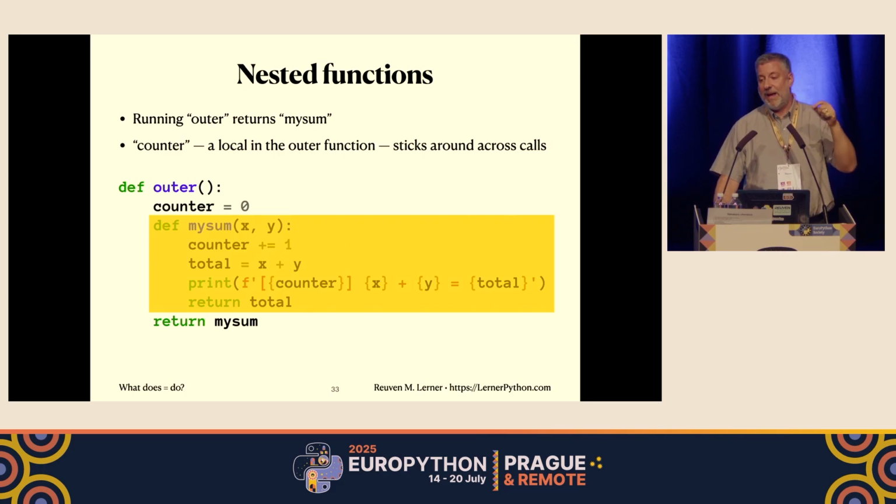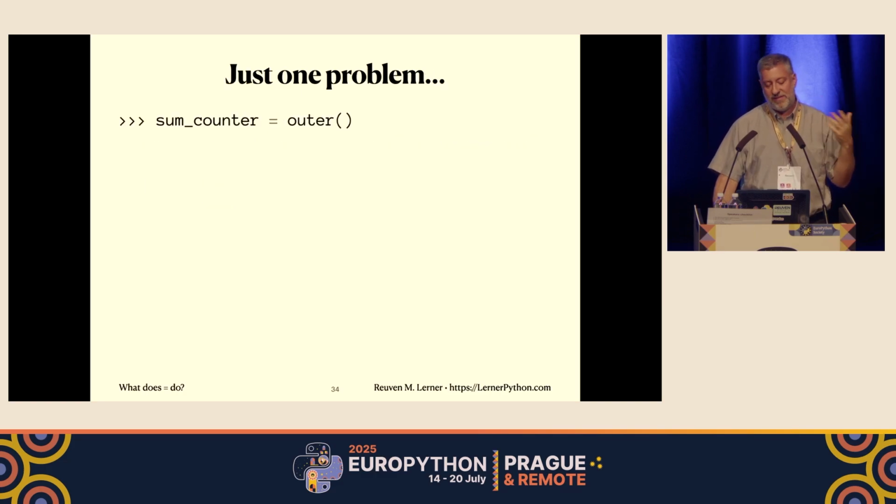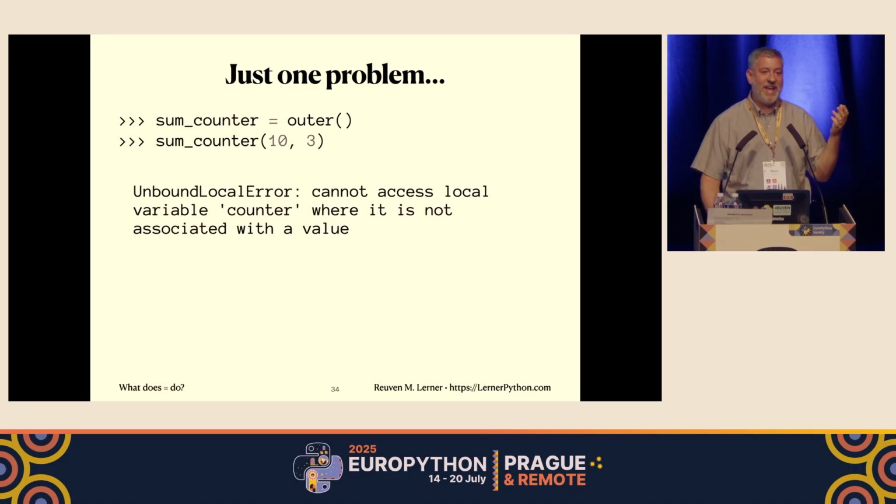So basically, I'm going to invoke outer, I'm going to get that inner function back, I'm going to call that inner function, and every time I call it, counter will go up by 1, right? So I'm going to say sum counter equals outer, and I call it, and there's just one little problem, which is it doesn't work, that I get an exception.